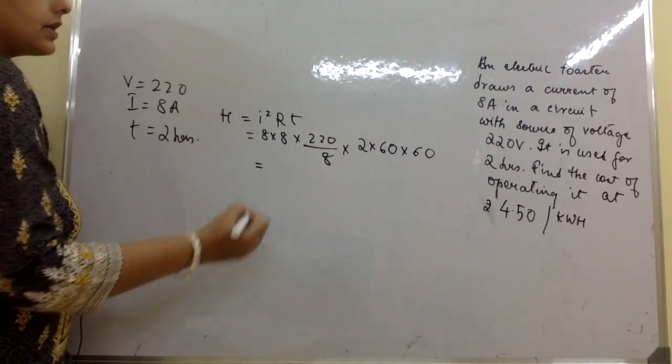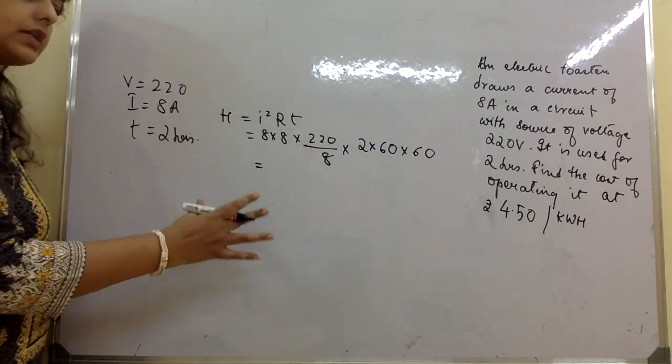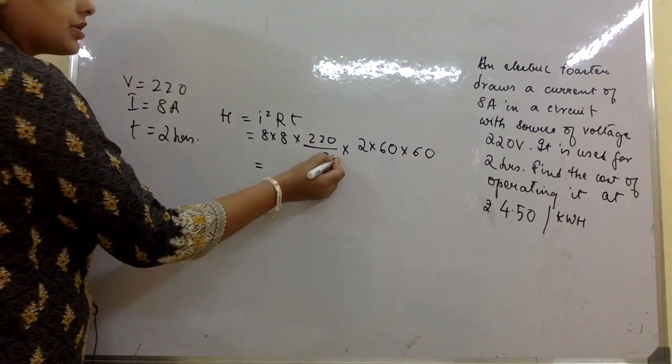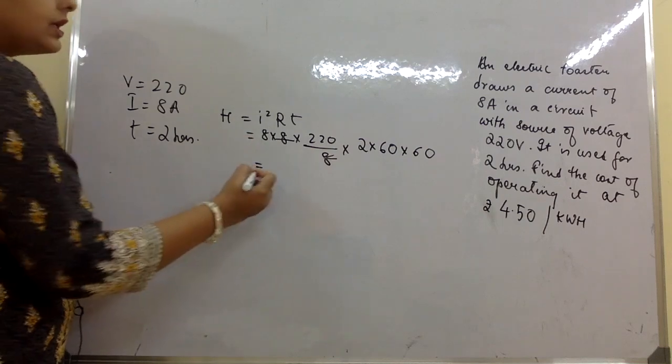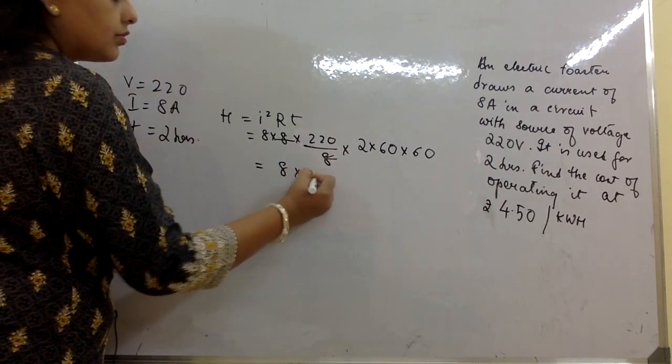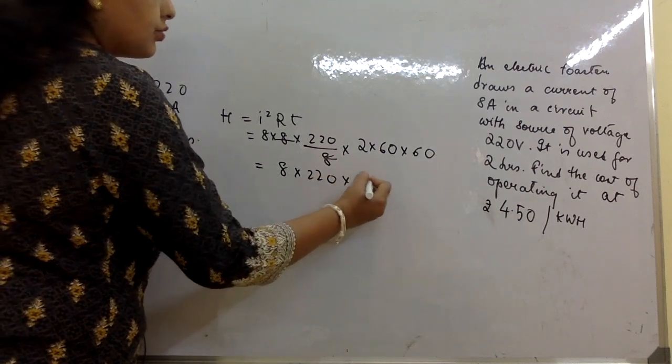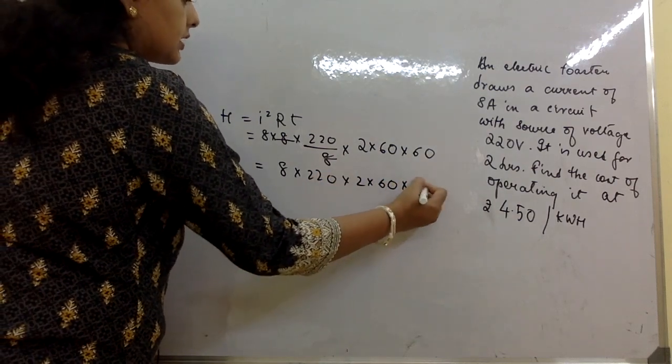Now we shall start calculating this. We'll get the amount of heat that is being produced. Then we'll talk about the cost. Just cancel. Okay, so how much do we have now? So we have 8 into 220 into 2 into 60 into 60.